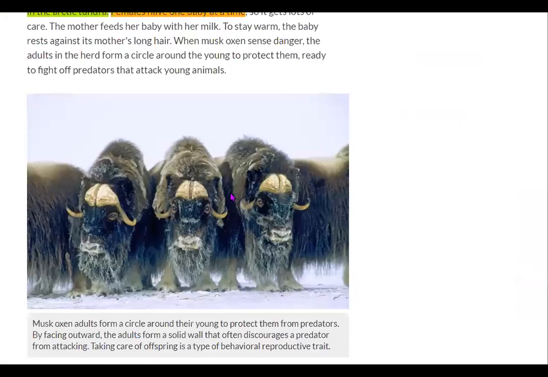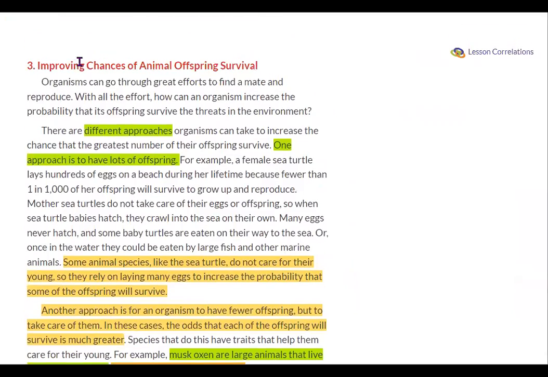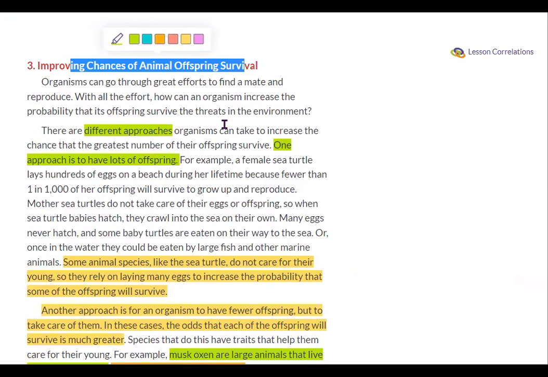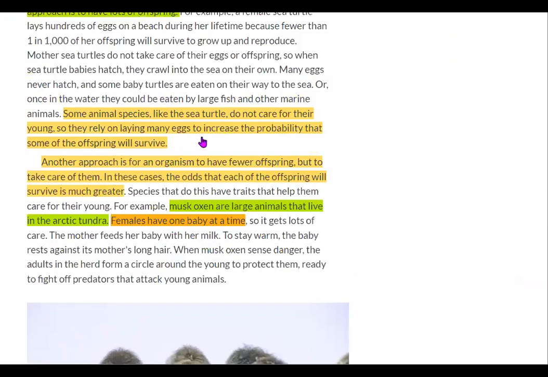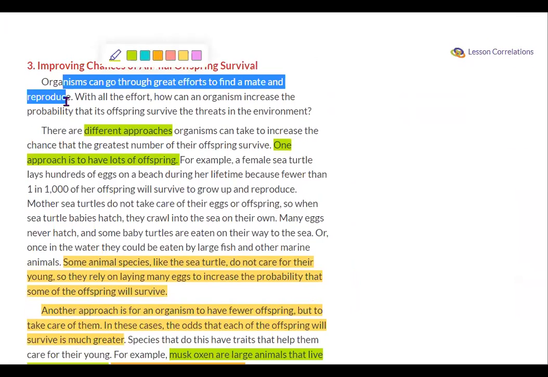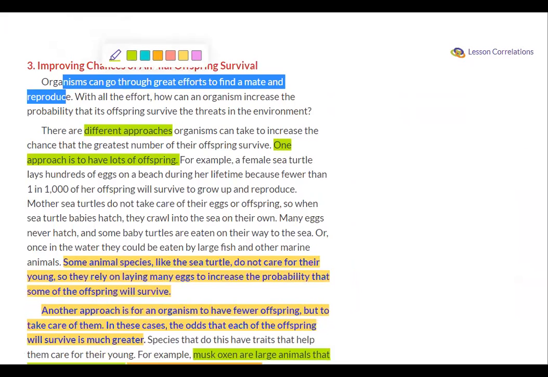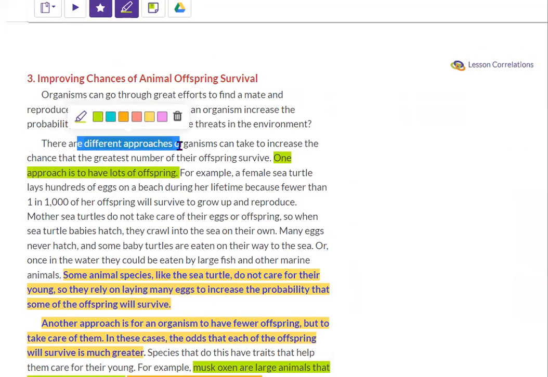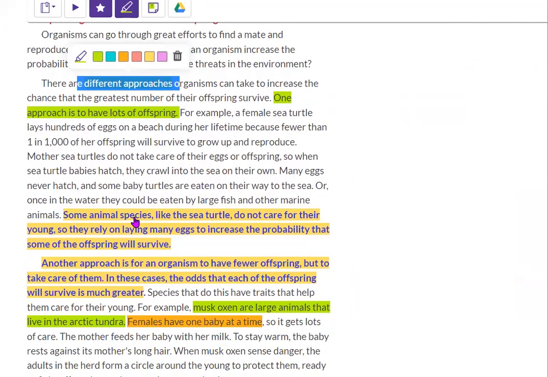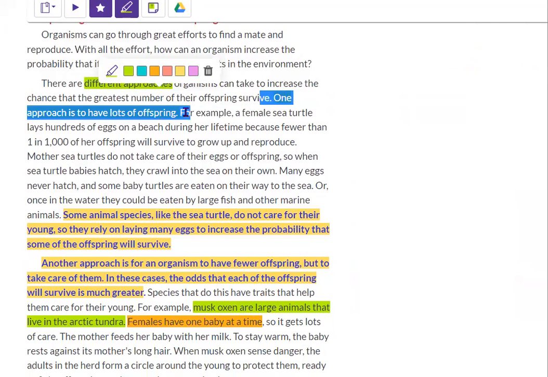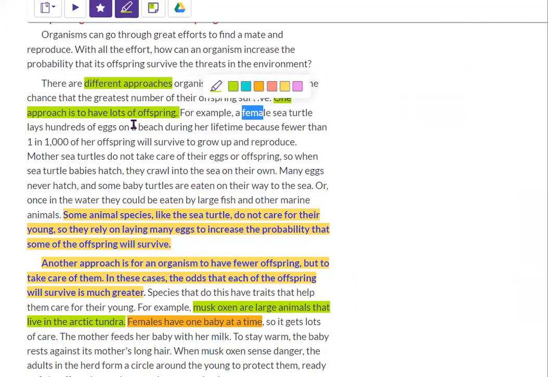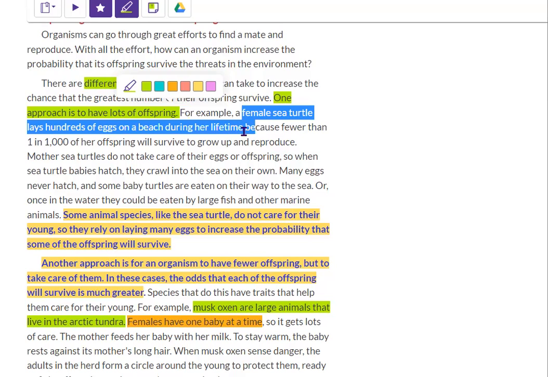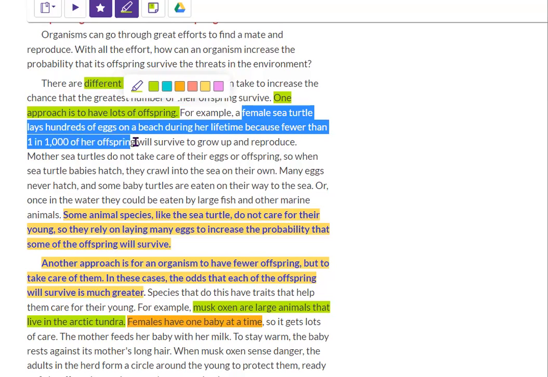Section 3 is talking about improving chances of animal offspring survival. And so organisms, they go through a lot of effort to find a mate and reproduce. There are, let me click on the star for my main ideas. There are 2 different strategies or approaches that organisms use to mate. One of them is create a lot of offspring, right? So for example, female sea turtles, they'll lay hundreds or thousands of eggs because fewer than 1 in 1,000 of their offspring will survive and grow up to reproduce.